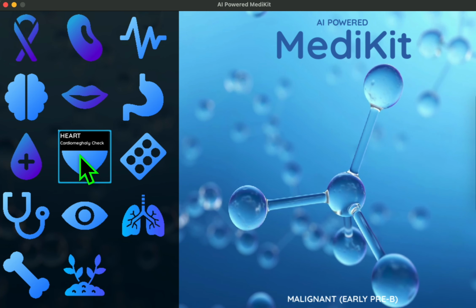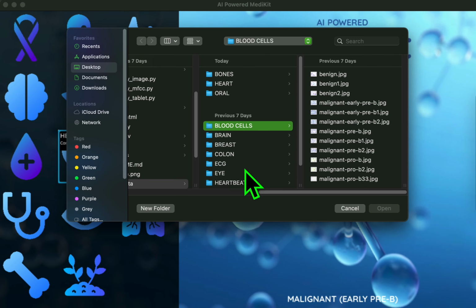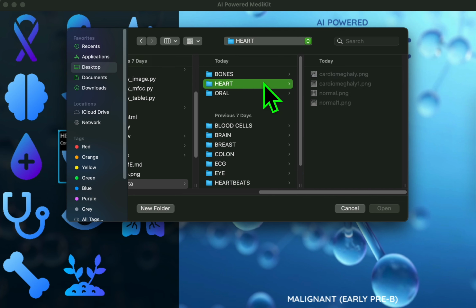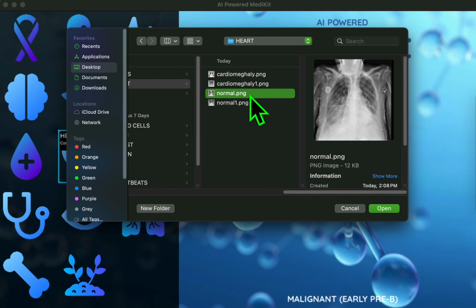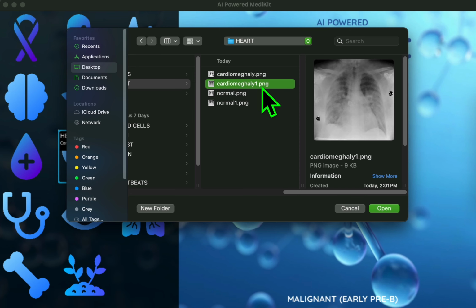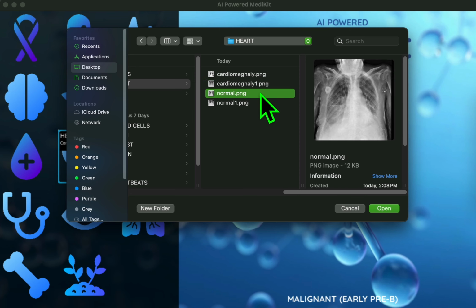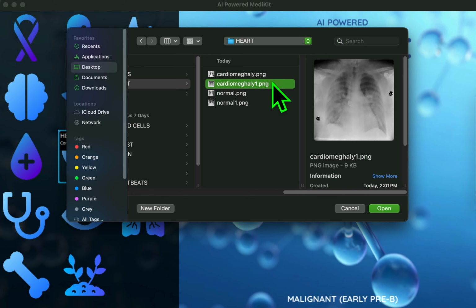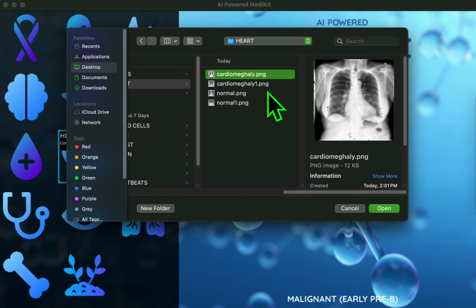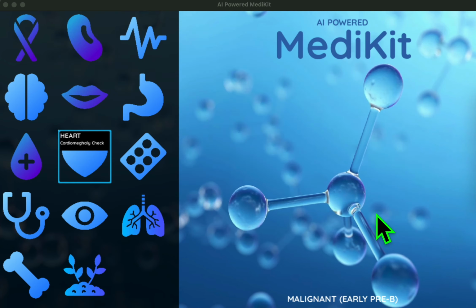This is cardiomegaly, focusing on the heart, not on heartbeats, but on the heart. We have cardiomegaly and normal. The problem is the same. Here we don't have interclass variance. Actually, yes, we have interclass variance. We have large intra-class variance, and also the patterns are very subtle. So these are the areas where ViT transformers excel.